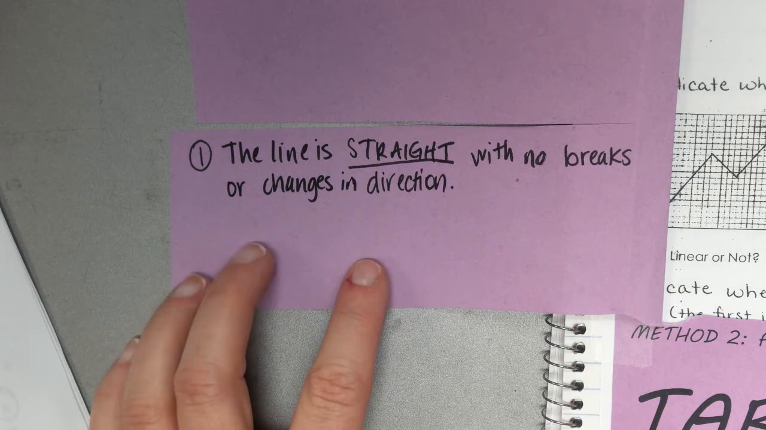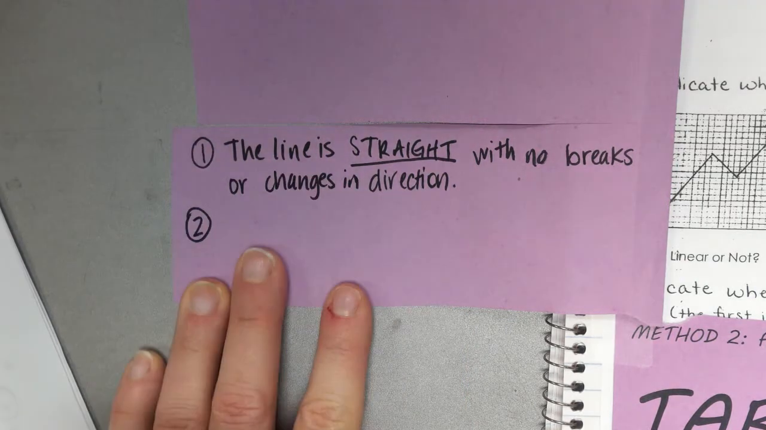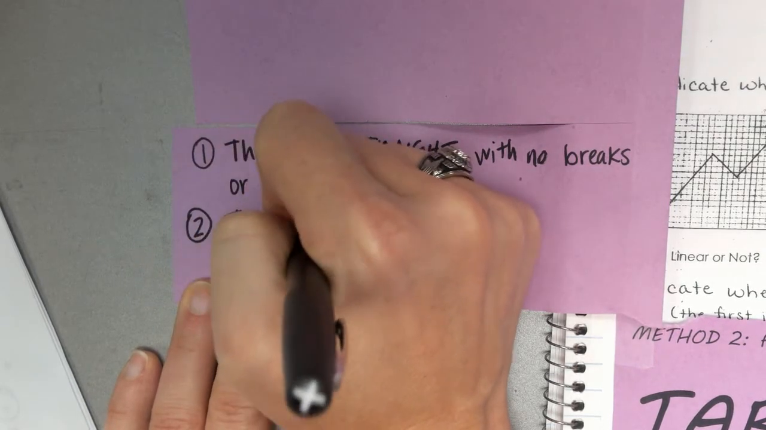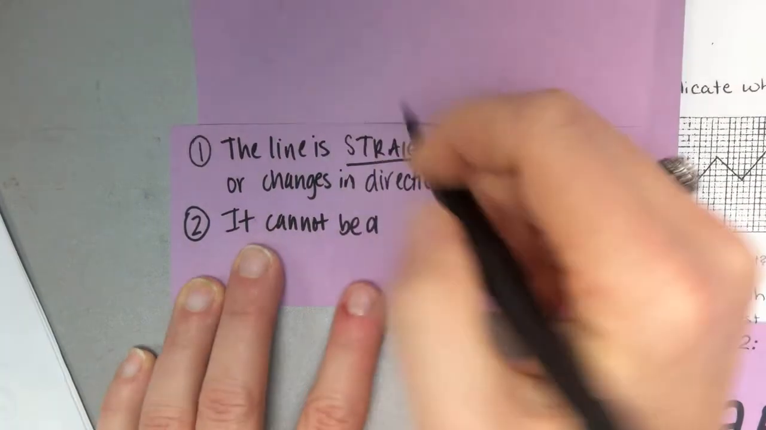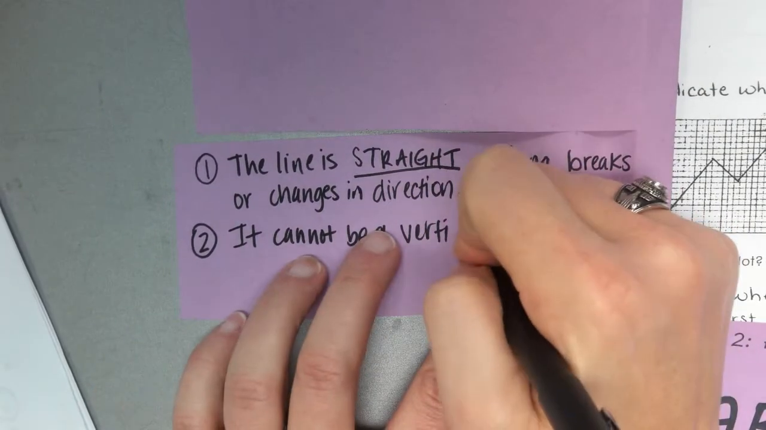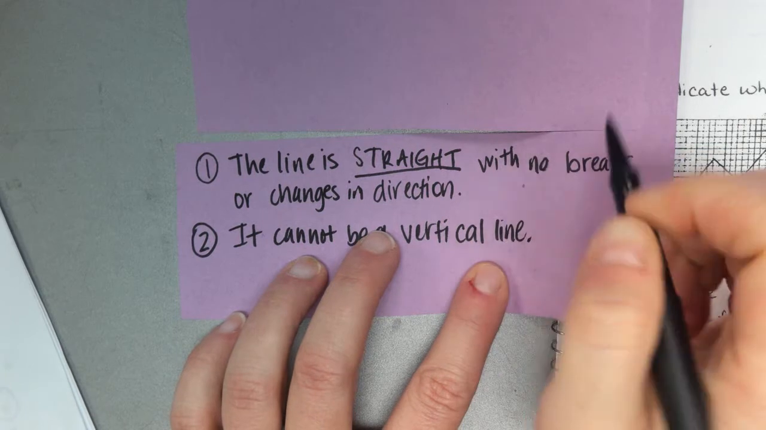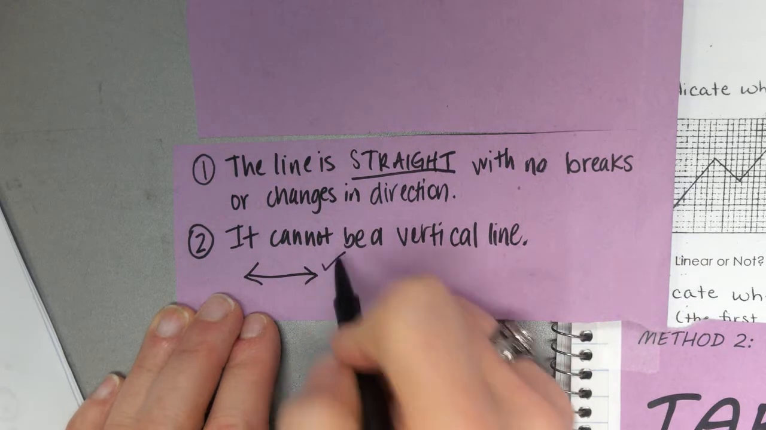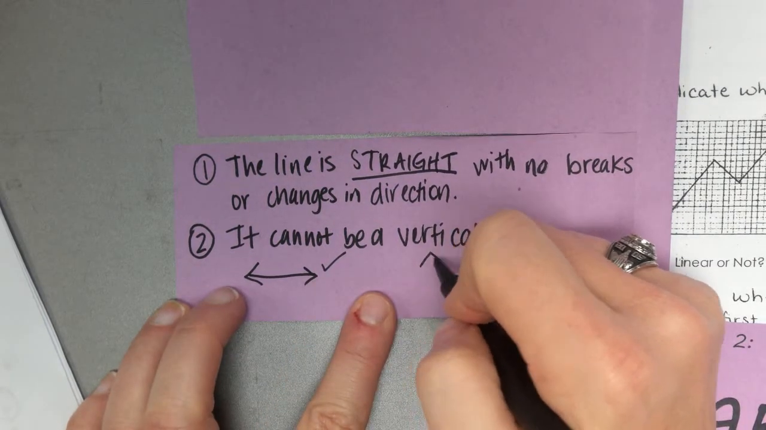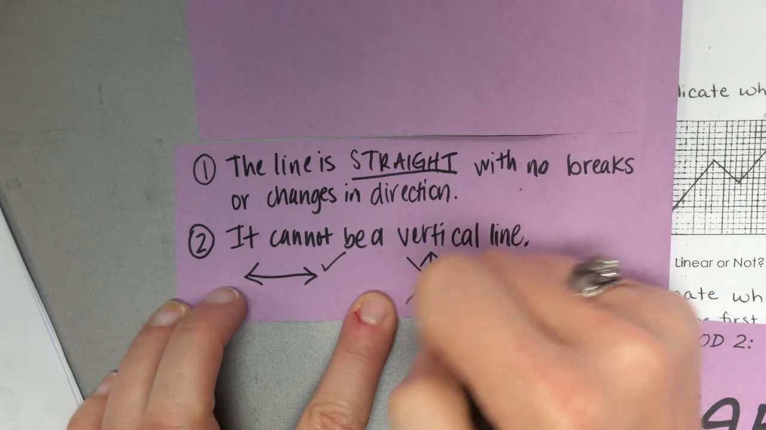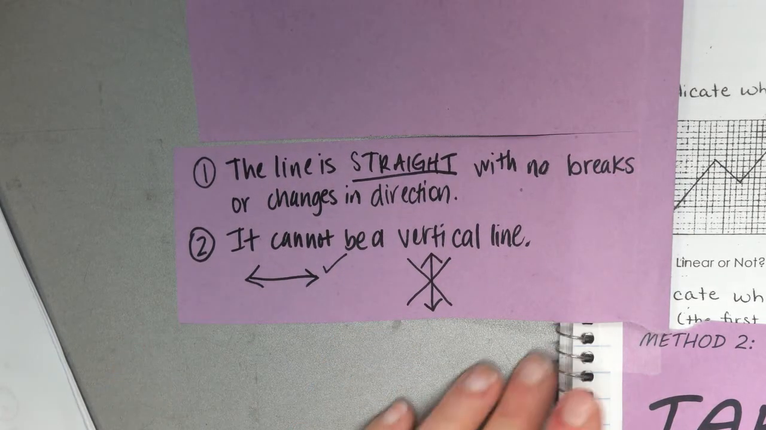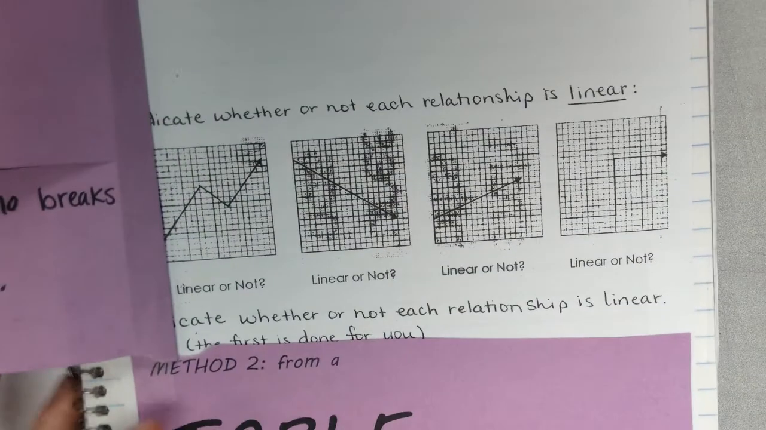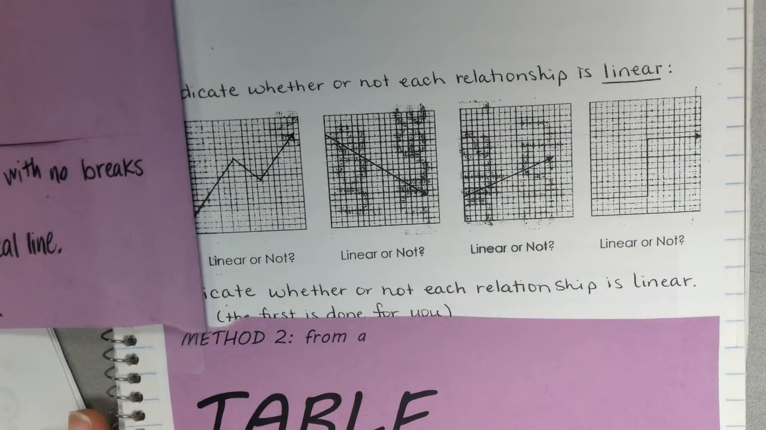And the second checkpoint to see if it's linear in a graph is it cannot be a vertical line. So let's illustrate that. This is a horizontal line. Check. This is a vertical line. No, it cannot be a vertical line. Now knowing those two things, we can look at these four graphs and decide if the relationship is linear or not.